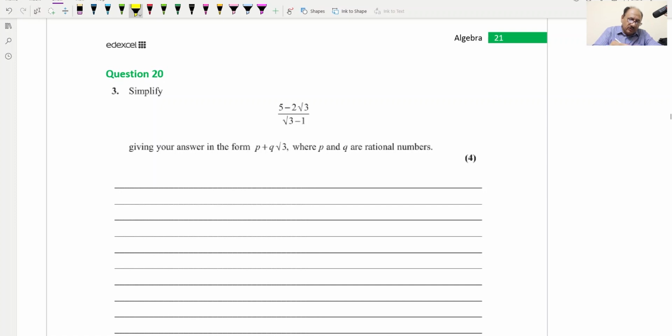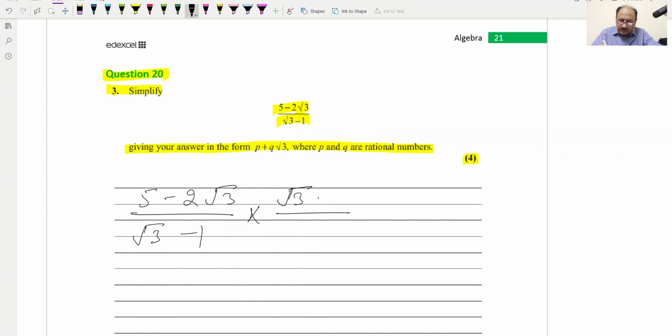Now question number 20 of this topic wise sequence, and question number 3 of the past paper. This is the question given, giving your answer in the form p plus q under root 3, where p and q are rational numbers. This is a 4 mark question. Again, this is a rationalization question. Rationalization questions are popular questions, so you should practice these types of questions. This is 5 minus 2 under root 3 over under root 3 minus 1, and we can rationalize, and this is the method how we are rationalizing. We are taking the opposite sign in the middle of the denominator, and now we can multiply.